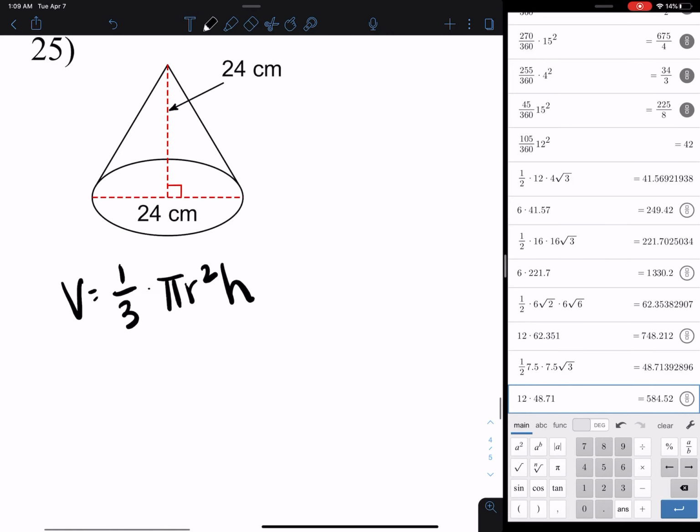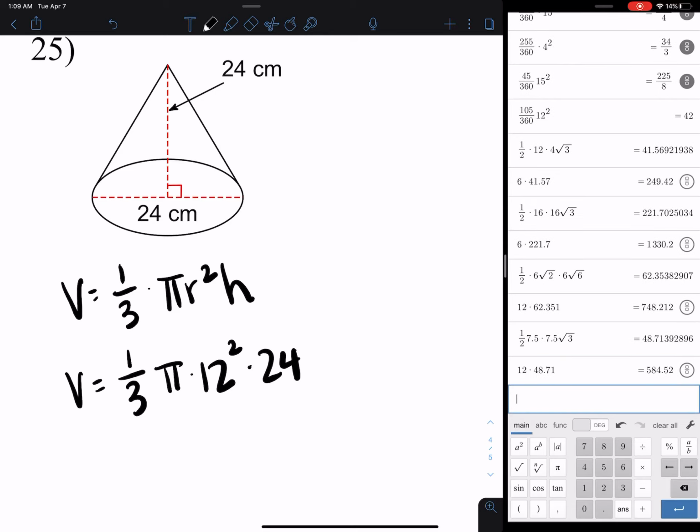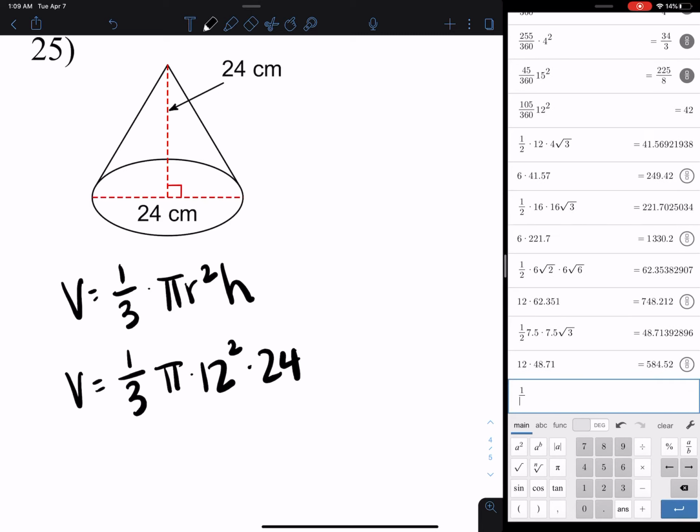So now all we do is type in those values. So we have the volume equals 1/3 pi times 12 squared times 24. Because right here, this is giving us the diameter, but we cut that in half for the radius. So I'm going to type this in the calculator. So we have 1/3. I'm going to leave the pi out, and then I'll include it after. So we'll write down both answers. So we have times 12 squared times 24.